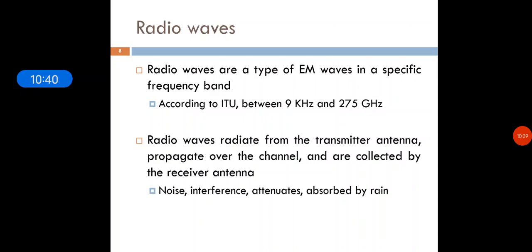So what is the purpose of the receiver antenna? The receiver antenna simply converts the electromagnetic signal into the electrical signal, and there may be some types of noise, interference, or attenuation, or absorption by rain. So these rays can be absorbed by the rain, or they can be attenuated, or there can be interference with other waves, and there can be noise.